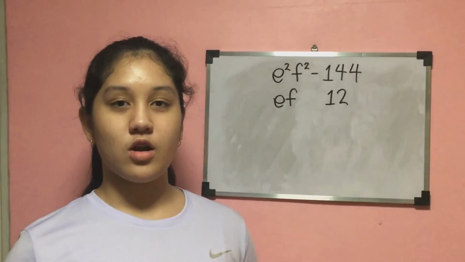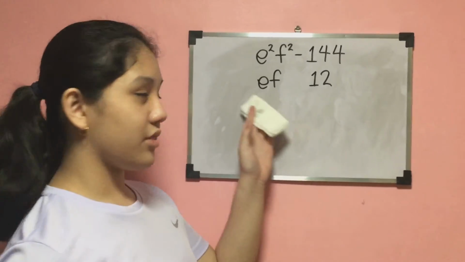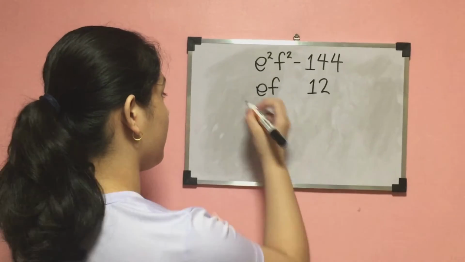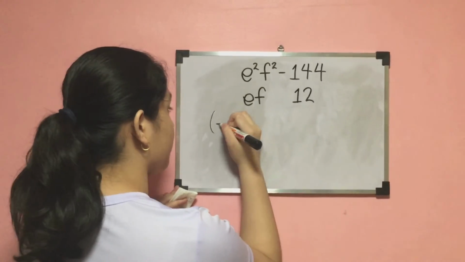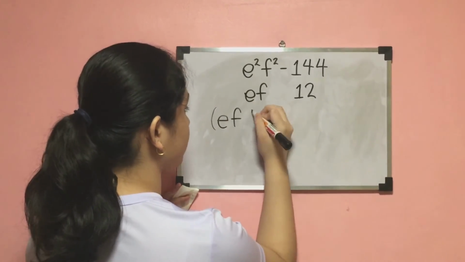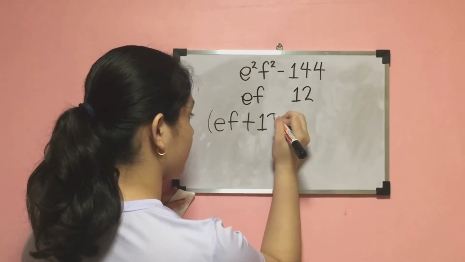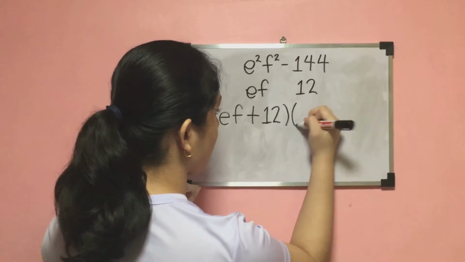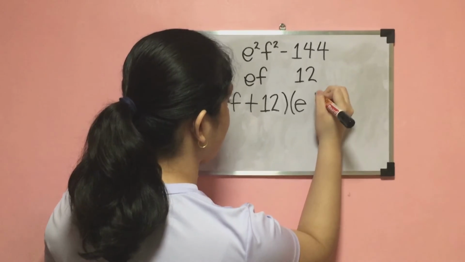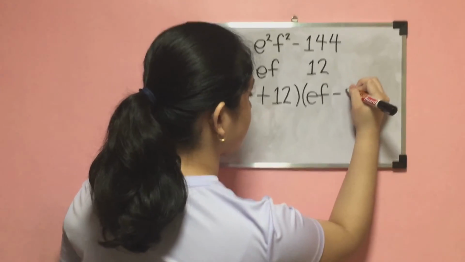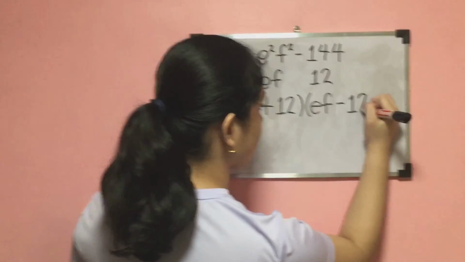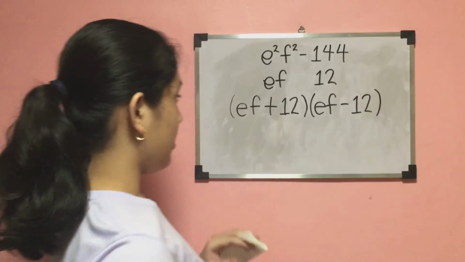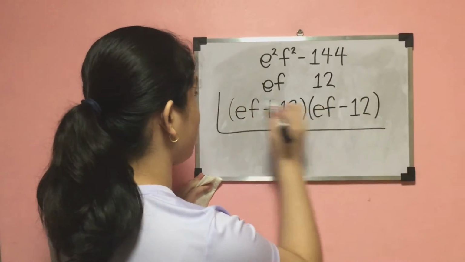So we're going to form two factors using their square roots. So one will be a sum, then the other factor will be a difference. And this will be our answer.